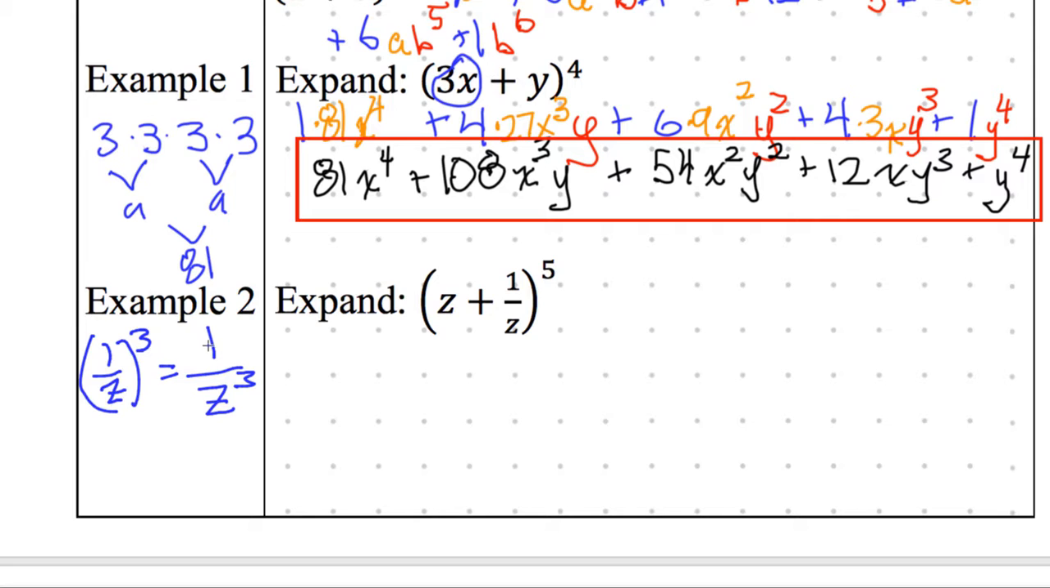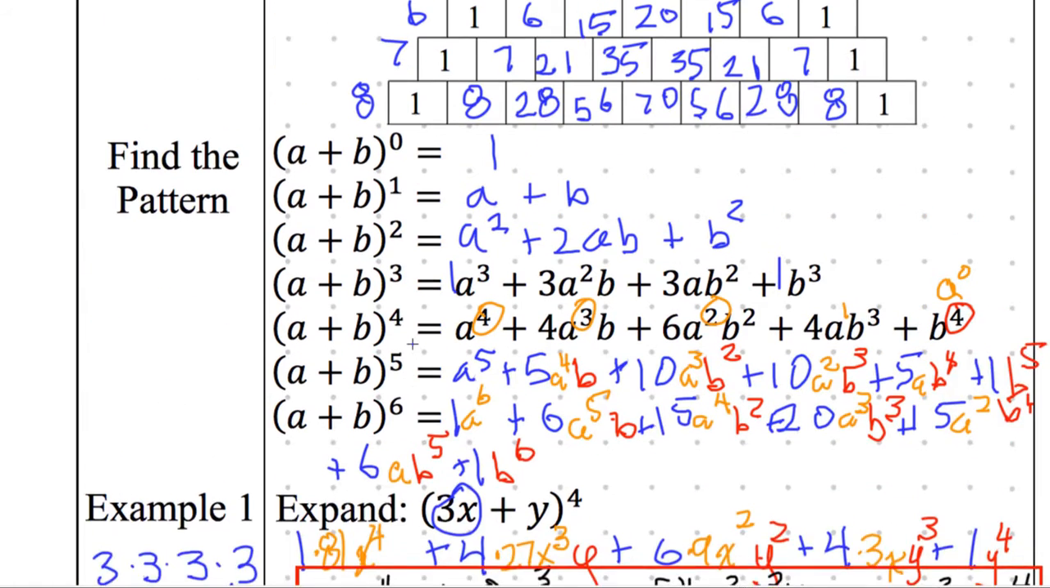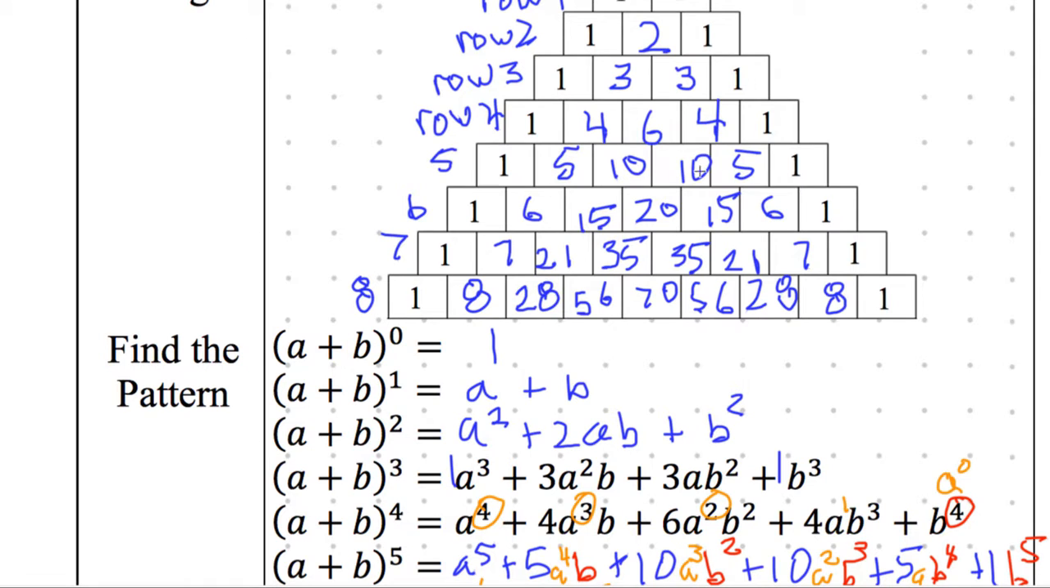Alright, you've unpaused the video because you have finished example 2, and I'm trusting you guys. Please do try it on your own. Here we go. Coefficients to the power of 5. Power of 5 means it's 1, 5, 10, 10, 5, 1.